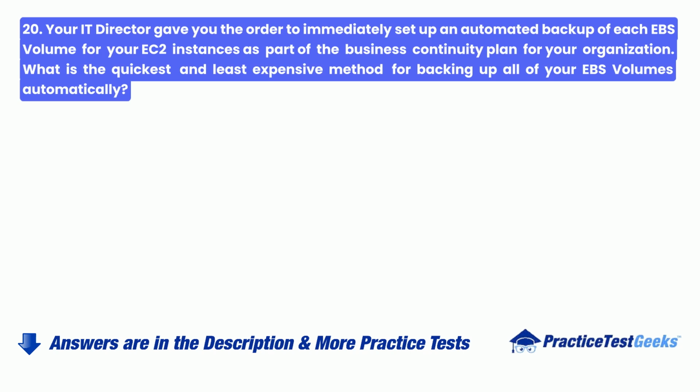Your IT director gave you the order to immediately set up an automated backup of each EBS volume for your EC2 instances as part of the business continuity plan for your organization. What is the quickest and least expensive method for backing up all of your EBS volumes automatically?